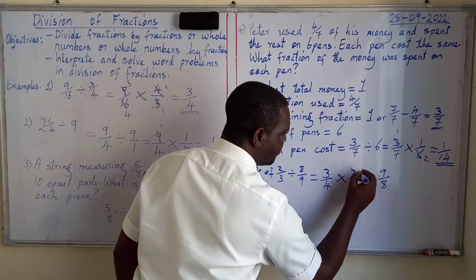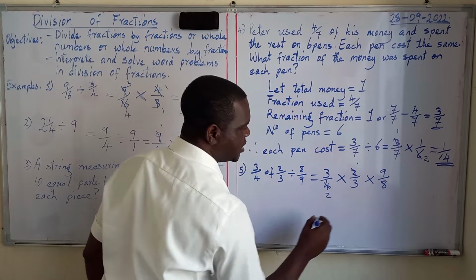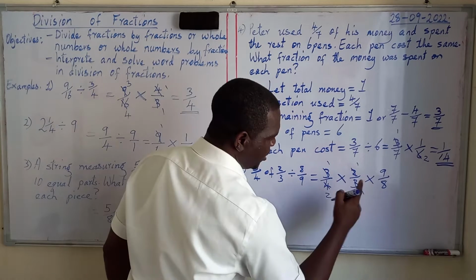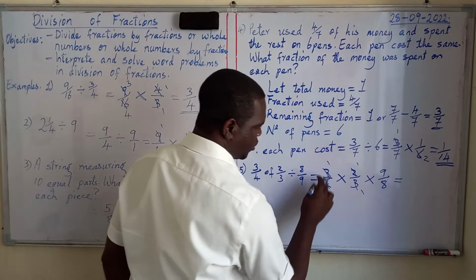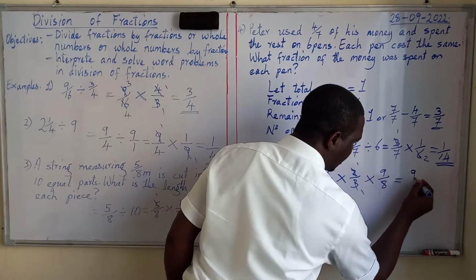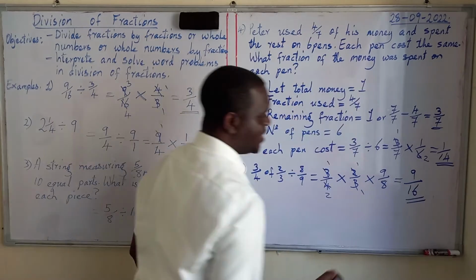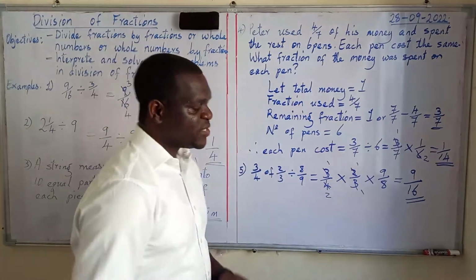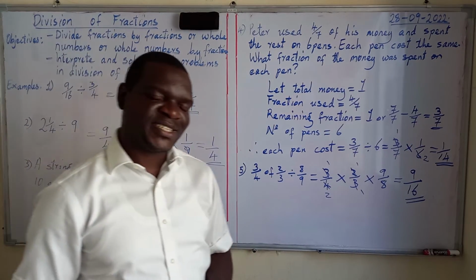So 2 will simplify. 2 can divide itself 1 time. 2 will divide 4 2 times. 3 will divide itself 1 time, and here 1 time. There is nothing below and above that can divide, so we multiply across. 1 times 1 times 9 is 9, and 2 times 8 is 16. Our answer at this level is 9 over 16. This is what you can do as far as division of fractions is concerned.